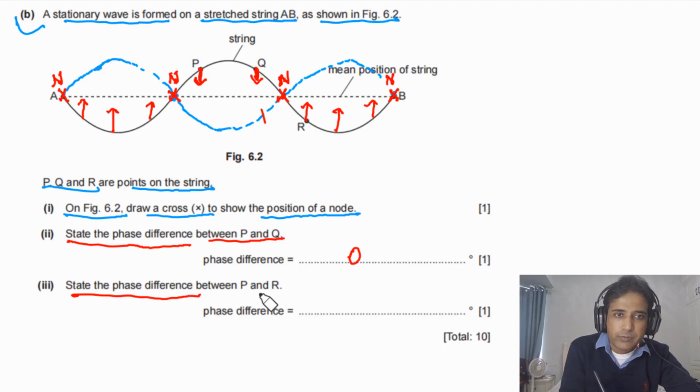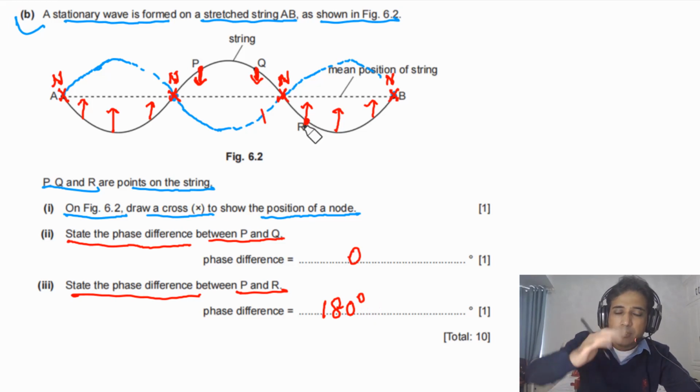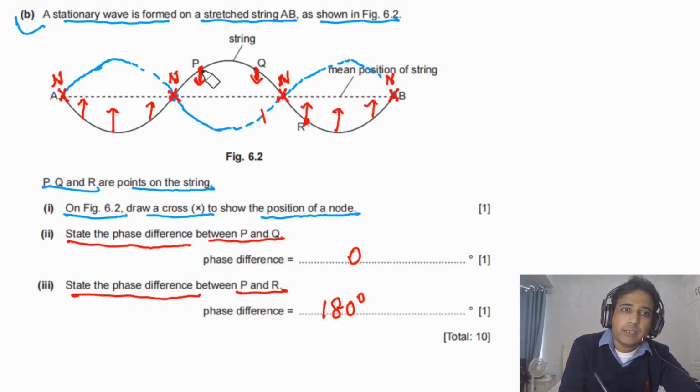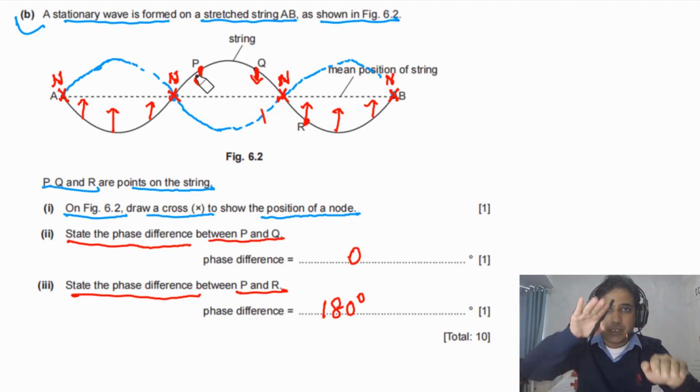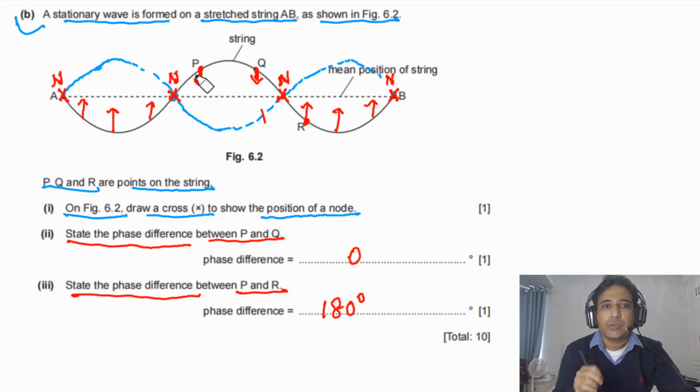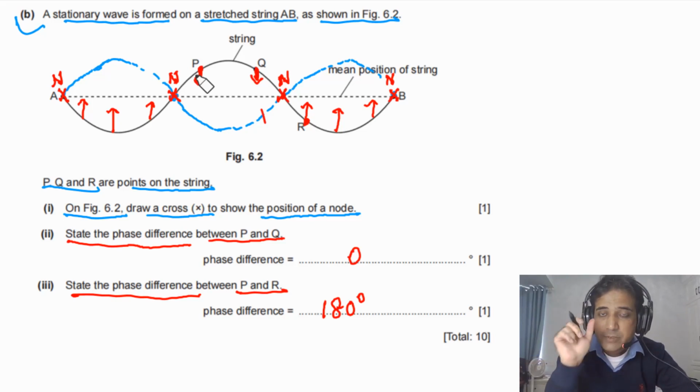State the phase difference between P and R, meaning this point and this point, and the phase difference between them is 180 degrees. It means when this particle is here at the lowest point, this particle will be at the highest point, and vice versa is also true. They will be moving like this. So these are some very important points you need to understand about stationary waves. These are basic points, so you have to be very clear.